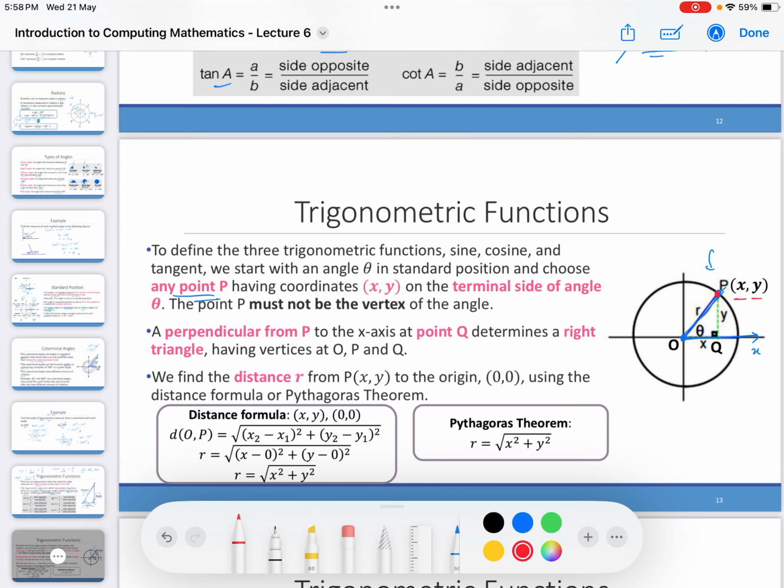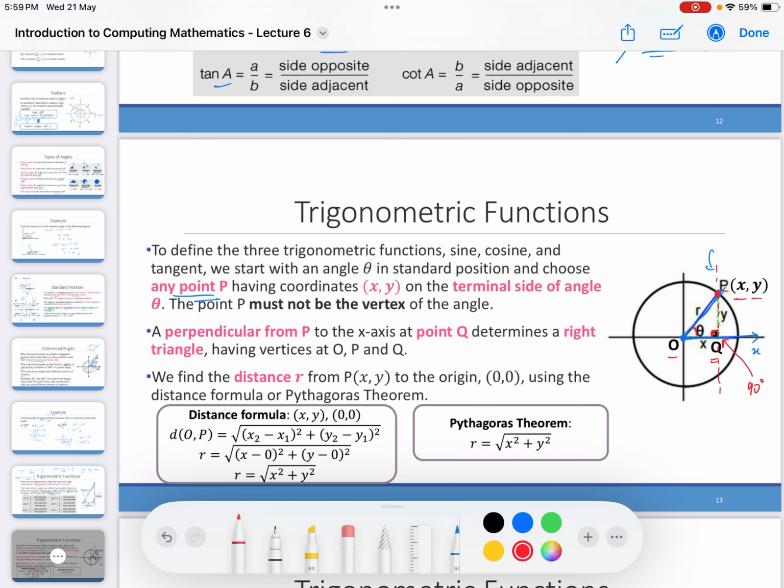P is on the terminal side of angle theta, and this angle here is theta. Now from the point P, we make one line perpendicular to the x-axis. This line forms a right angle triangle here, and over here is the 90 degree right angle. This right angle triangle has the vertices O, P, and over here we put Q.